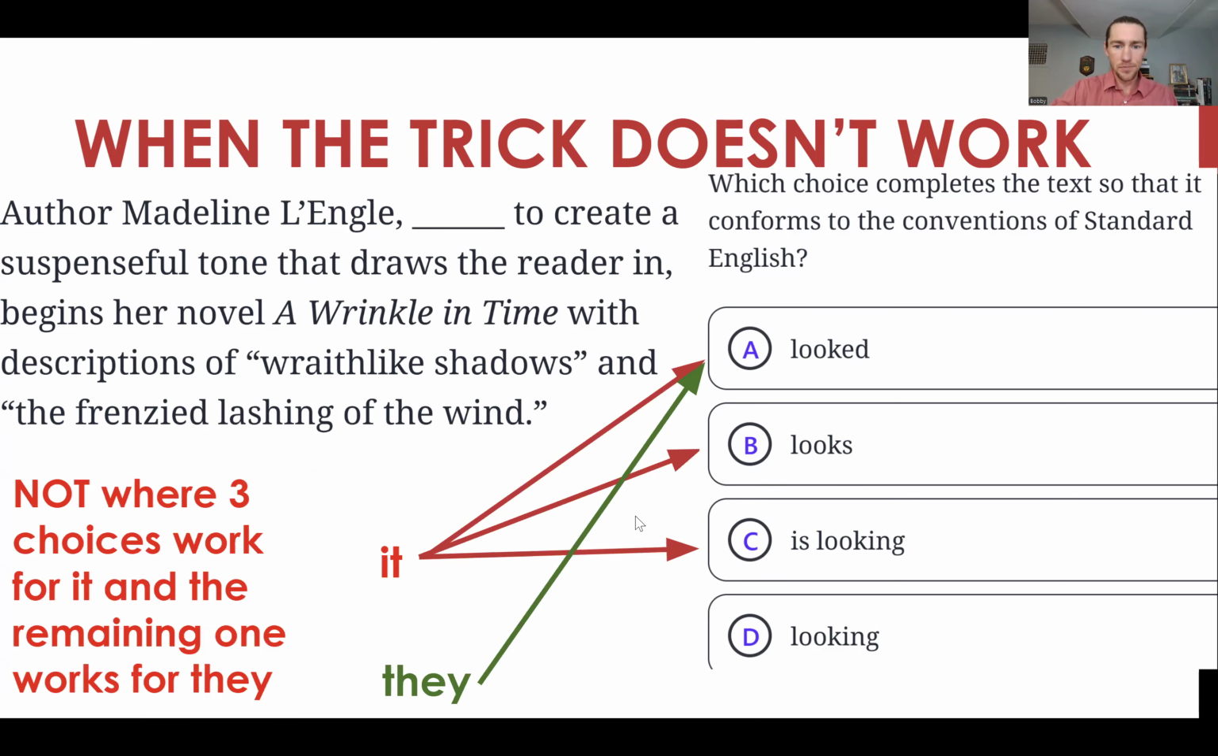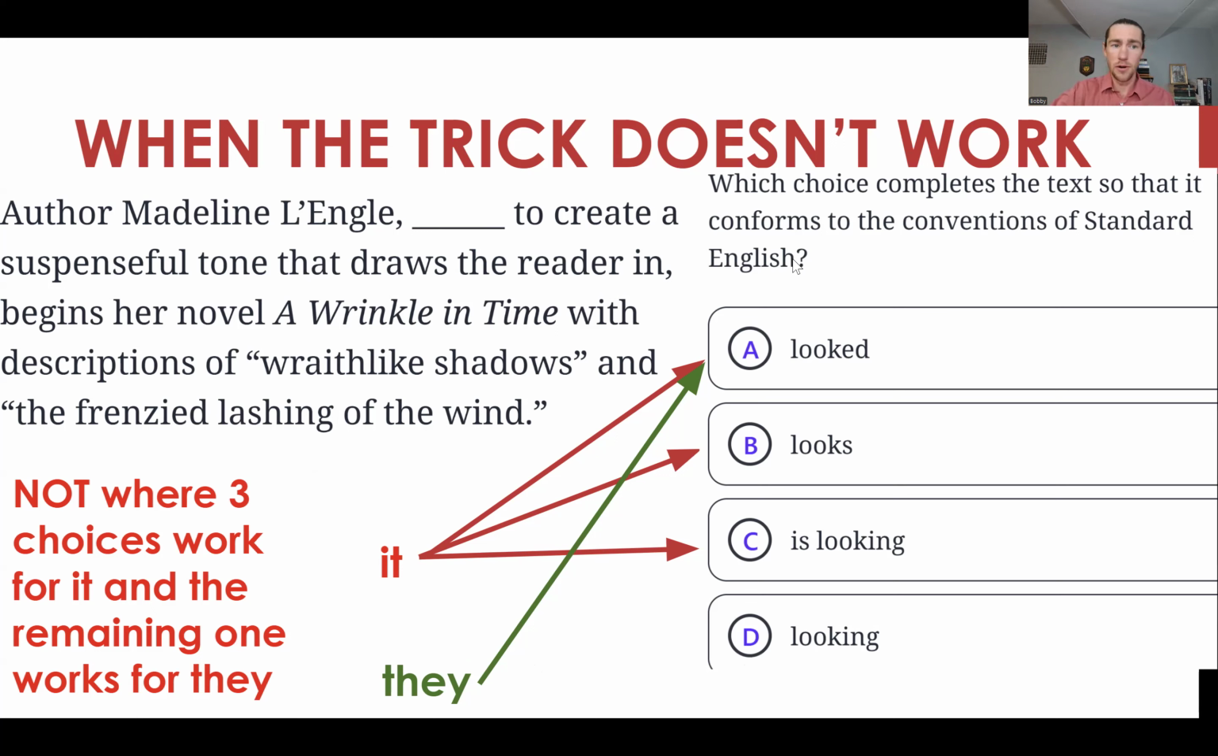So in this example, it works with A, it looked. It works with B, it looks. It works with C, it is looking. Now, if they were to work with the choice D, then D would be correct. But they only works with A. They looked. Therefore, the trick cannot work here.